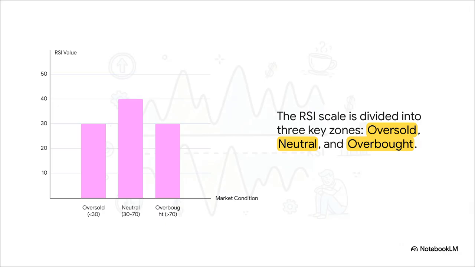Let's break down the scale. It's really split into three key zones. When the RSI drops below 30, the market is considered oversold. This is the territory where sellers might be getting exhausted. On the other end, when the RSI climbs above 70, the market is overbought, which suggests the buyers might be getting a little too ahead of themselves. And everything in between, that 30 to 70 range, that's just neutral territory.